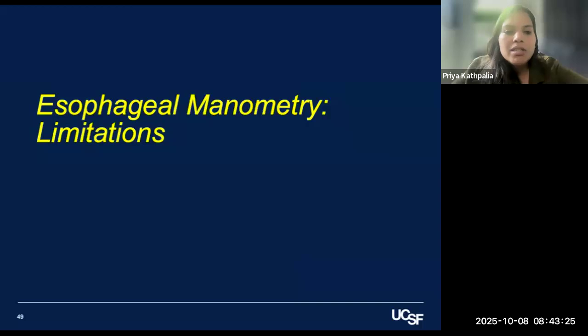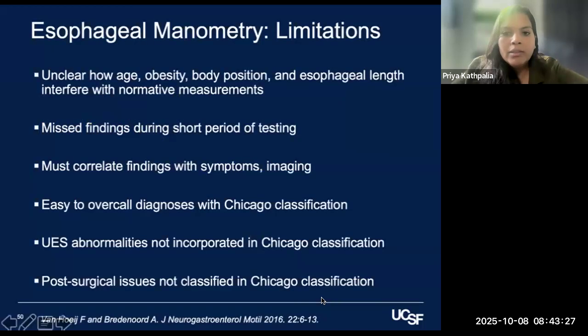So some limitations of esophageal manometry. First, it's unclear how age, obesity, body position, and esophageal length can interfere with normative measurements. You can miss findings during a short period of testing, though conditions of major motility disorders are going to be present even if the patient is less symptomatic during the testing period. You have to correlate the findings with symptoms and imaging.